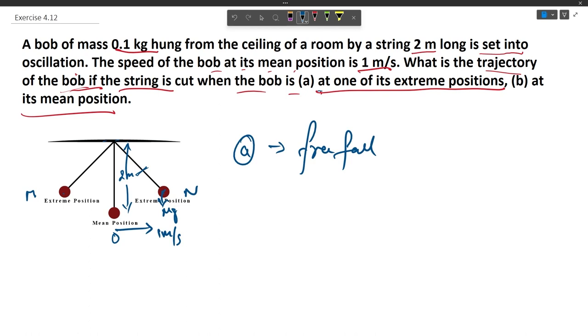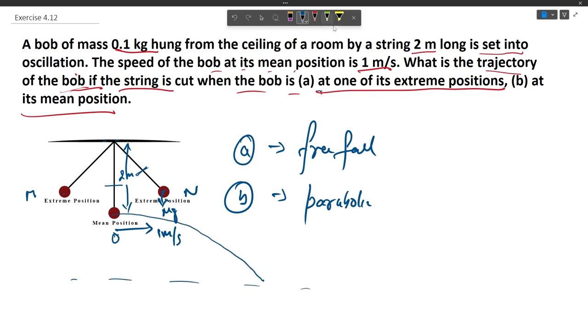Now when it is at the mean position, it has some initial velocity. After the string is cut, the initial velocity is going to be 1 meter per second. So the bob will be acted upon by gravity, as well as it will move in a parabolic path in this direction, in the moving direction. So in the second case, we will have a parabolic trajectory. It will go something like this and fall on the ground. Thank you.